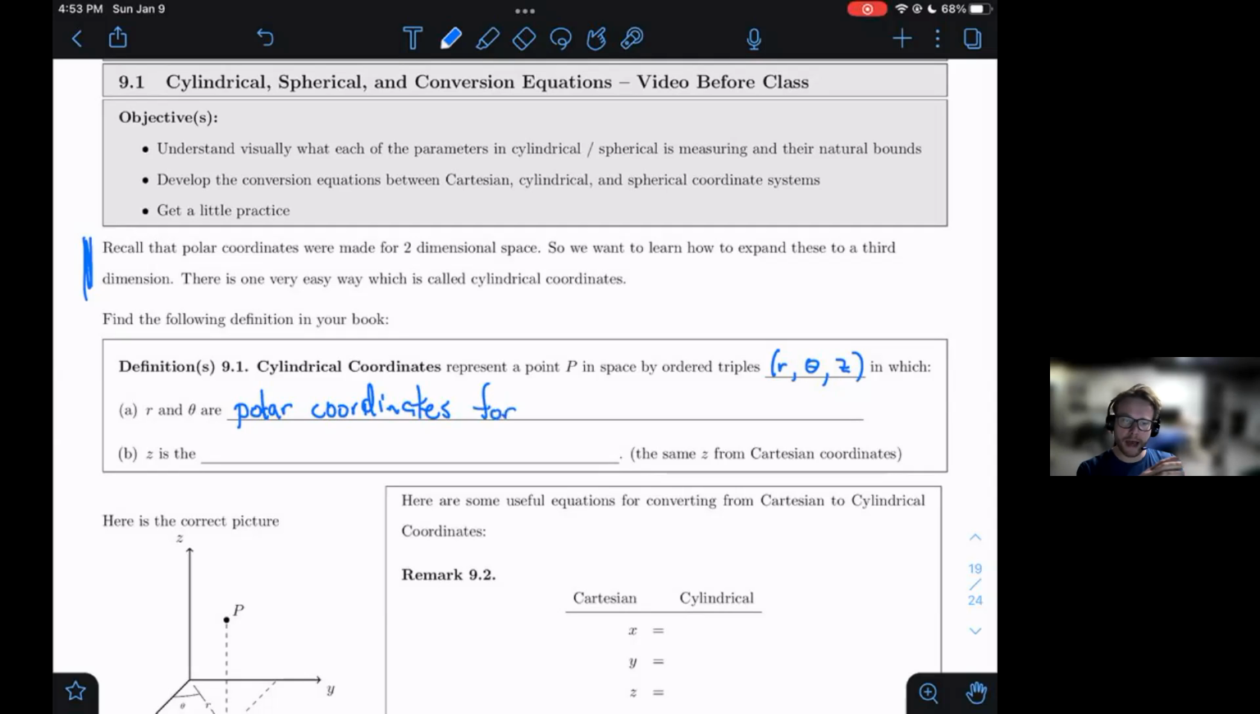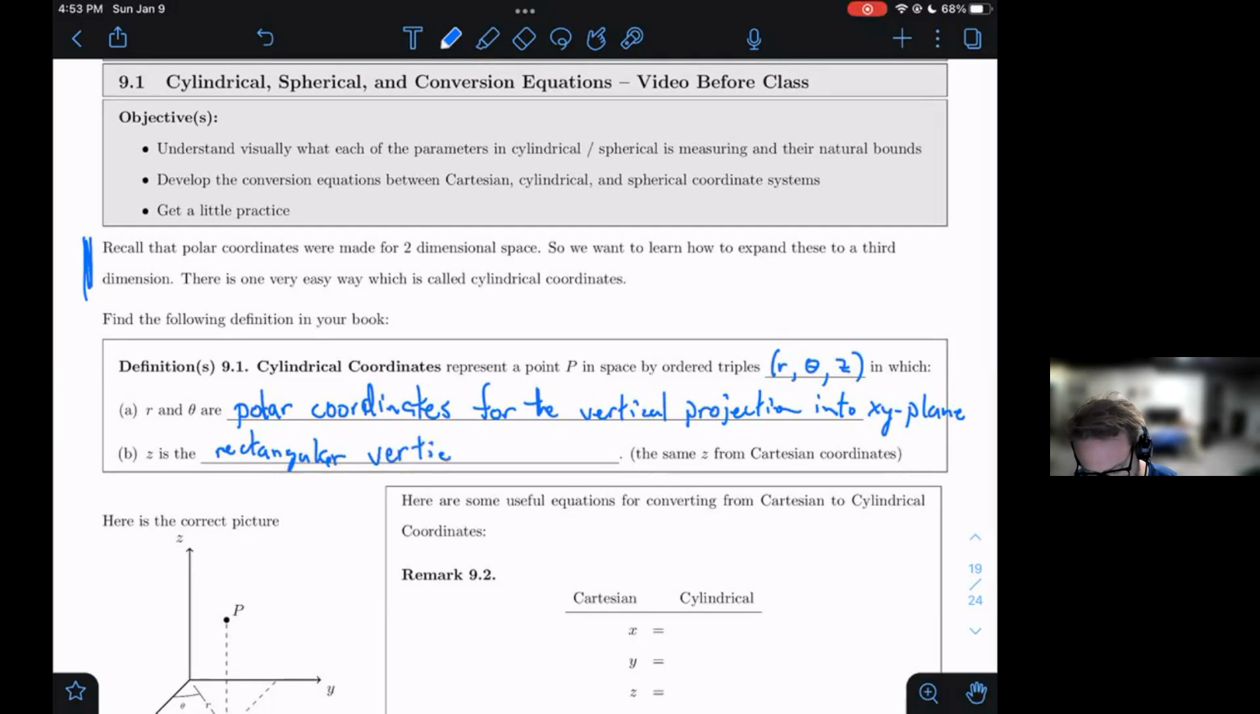And this is if you were to take that point and kind of project it into the XY plane, you would use that same r and theta there. So polar coordinates for the vertical projection into the XY plane. Remember, that's the same as z equals 0. And then z is just the same z that we know and love from rectangular coordinates. So z is going to be the rectangular vertical coordinate.